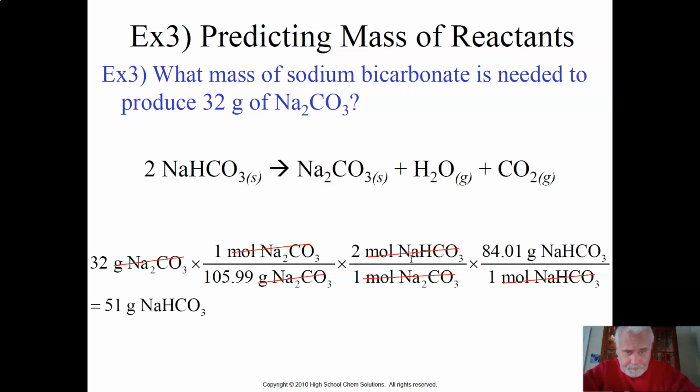Now remember, multiply all the numbers on the top, hit the equal key, divide by what's on the bottom. If there's a second one, hit the equal key, divide again. You got to make sure you keep dividing. This one, pretty simple, it has just the 1 number on the bottom, and 51 grams of NaHCO3, or 51 grams of baking soda.